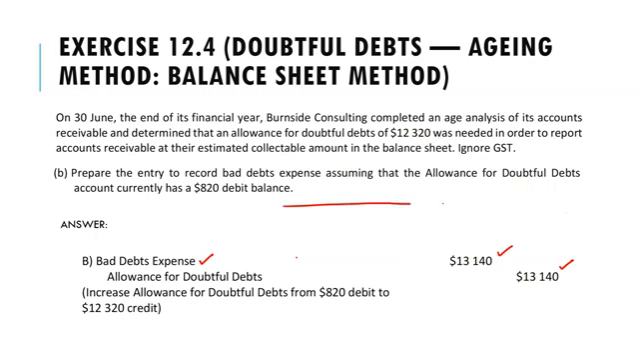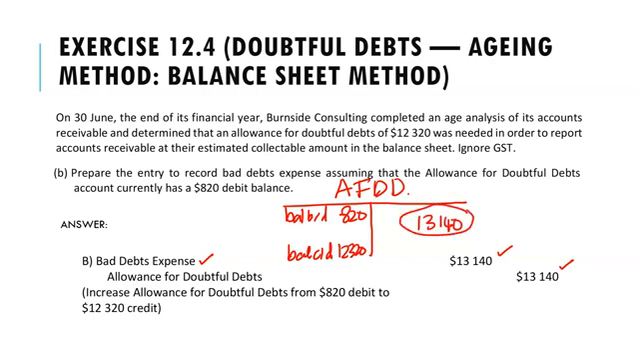This is your account. Normally, it should have a credit balance. So this is your AFDD. But in this example, you have a debit balance, so the debit balance will be here. That balance BD is 820. And when you do your aging method, you found that your new balance CD should be 12,320. So there is an increase in allowance for doubtful debt by 13,140.